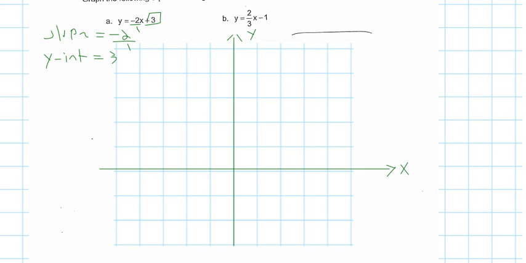Okay? So where do I start with my y-intercept? I have to start at 3, right? So I have to go on the y-axis, and I have to go 1, 2, 3, right? So this is where I start. The first thing you want to do is put some numbers on your graph.